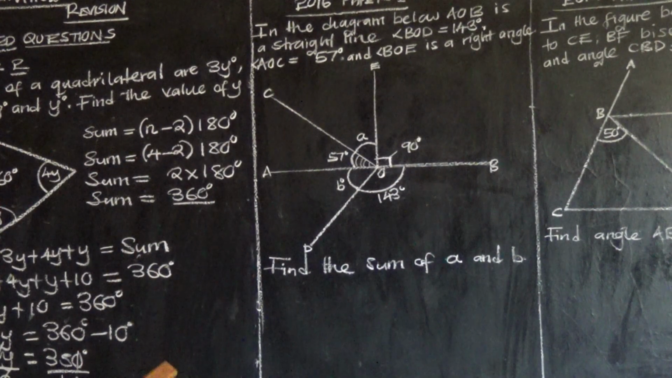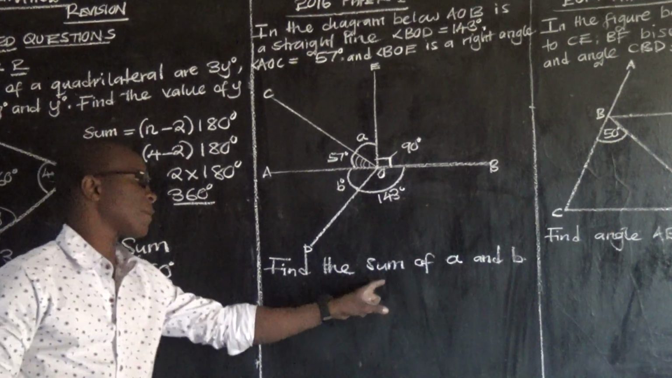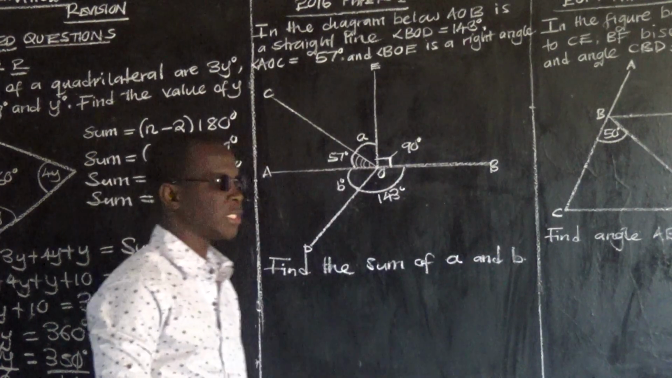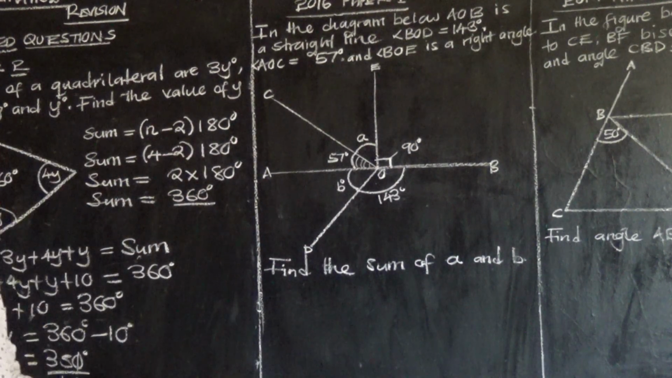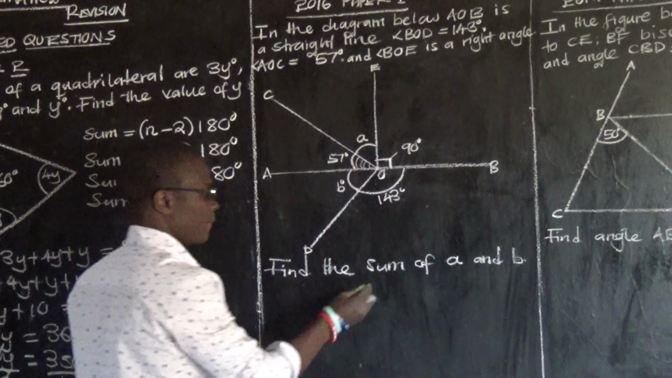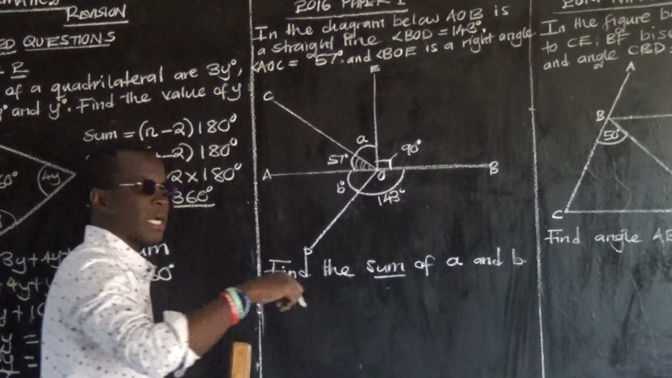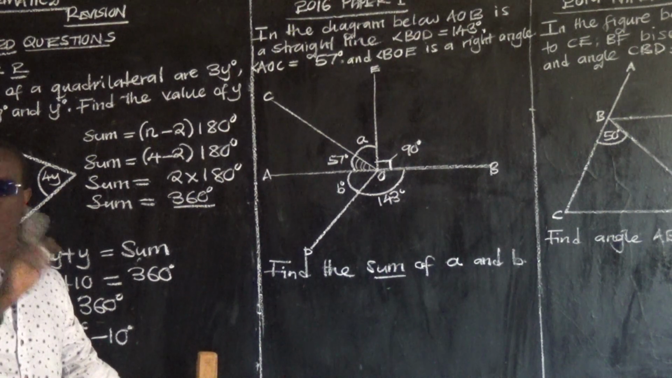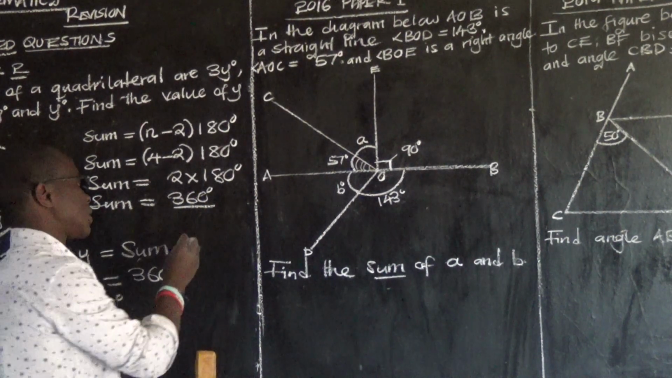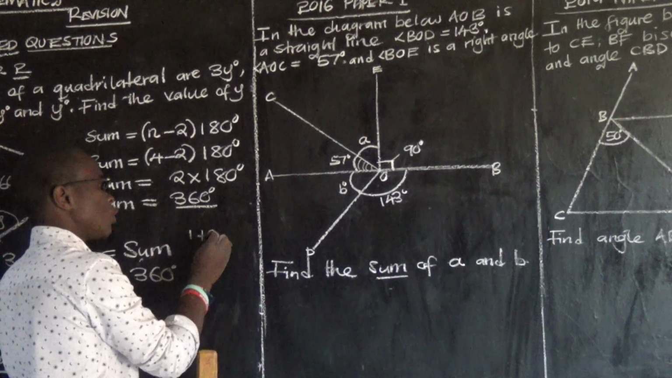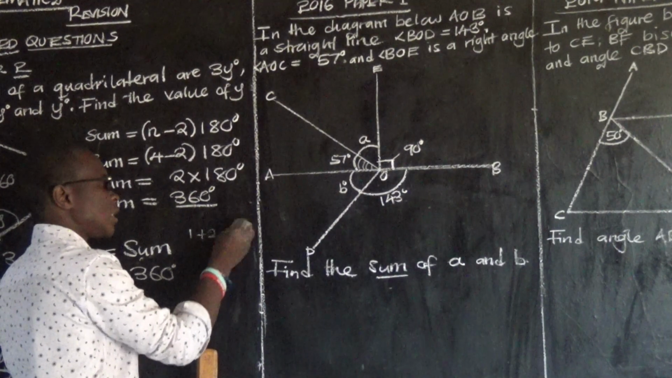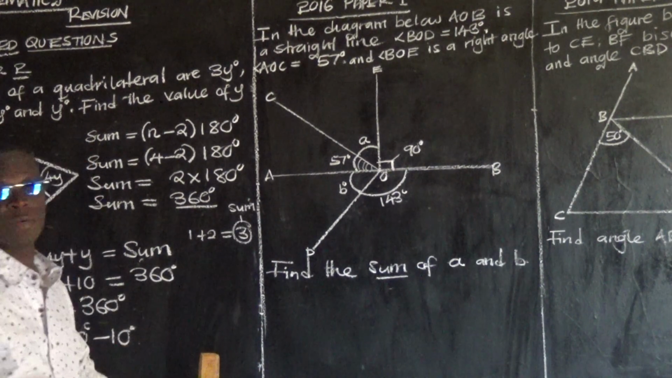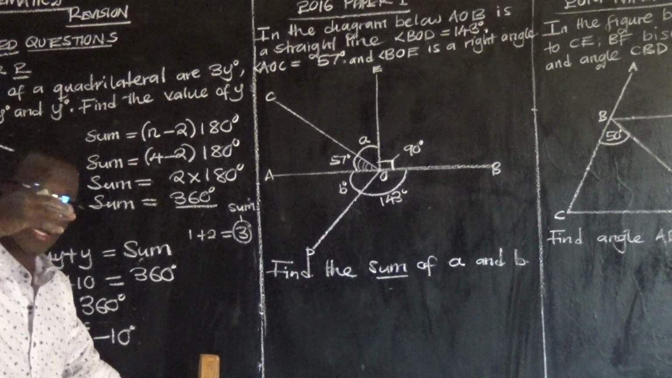Then the question is saying, find the sum of A and B. Find the sum of A and what? B. So when they say the sum of A and B, remember the sum. Sum means the answer we get after adding. 1 plus 2 is 3. This 3 is called the sum. 3 plus 4 is 7. 7 is the sum, the answer we get after adding.